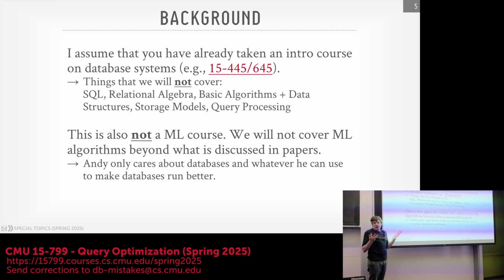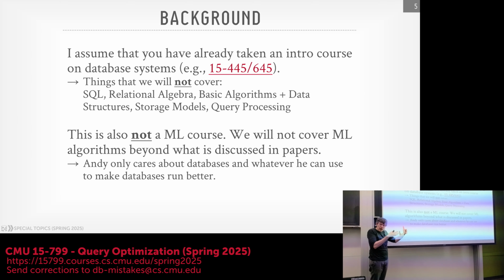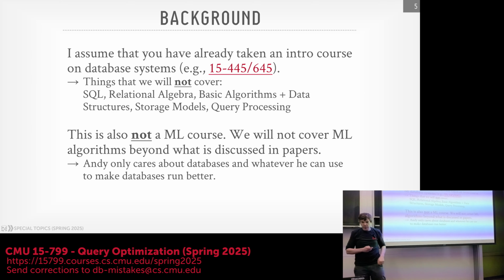So we're not going to cover anything like, here's the machine learning algorithm they're using, and explain and prove why it works, right? We just use whatever works. If it makes our database go faster, then that's all we care about, right?